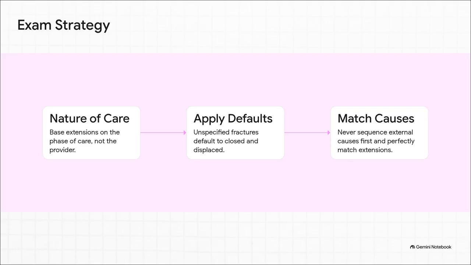Step 2. Strictly apply your fracture defaults. If it's unspecified, it is closed and displaced. And don't forget to use specific extensions like K or P for complicated healing, entirely avoiding D. Step 3. Never sequence external causes first, and always ensure their 7th character extensions match the primary injury code perfectly.